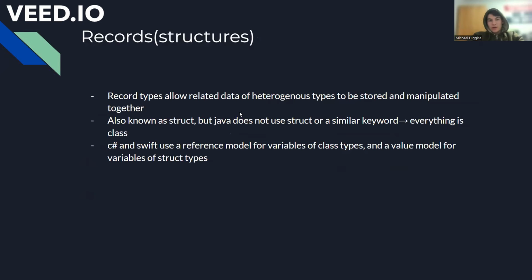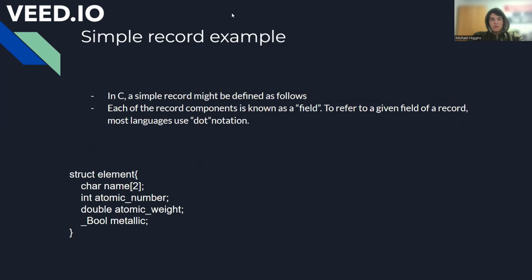So, a few things about records. Record types allow related data of heterogeneous types to be stored and manipulated together. These are also known as structs. But in Java, for example, classes are the only thing that represents a struct or a similar keyword. Everything else in Java is a class. C# and Swift use a reference model for variables of class types and a value model for variables of struct types. For example, here is a record.